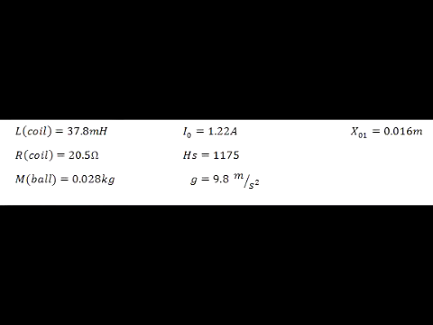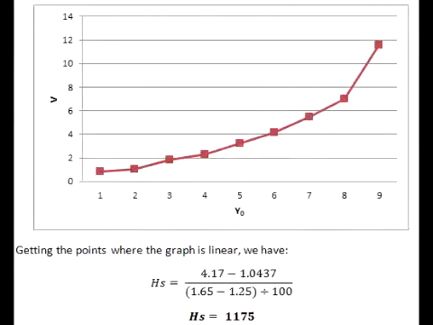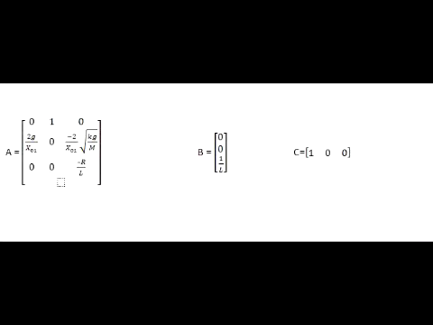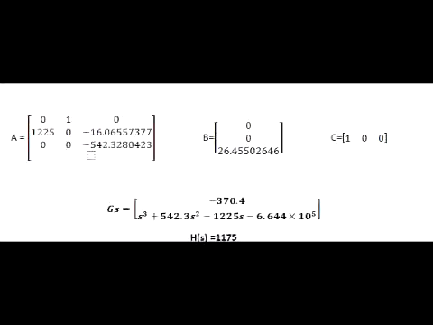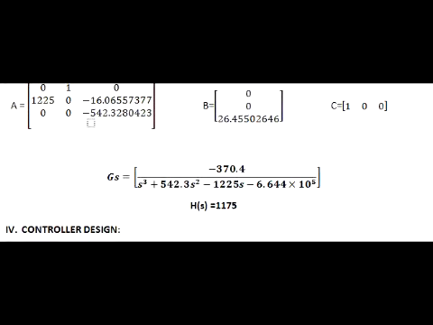These are the parameters of our coil. The value of h of s, which is 1175, was obtained by getting the points where the graph is linear. Using the parameters provided, we input them into this matrix. These matrices would be used to get the g of s.